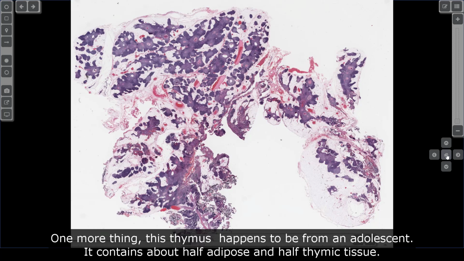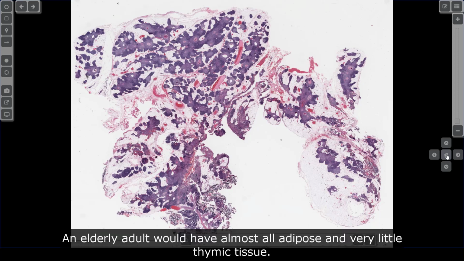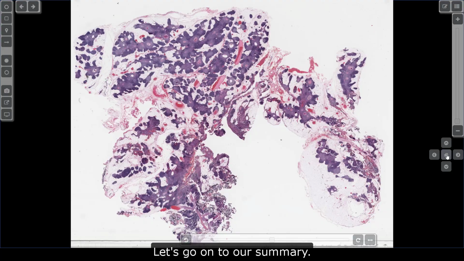One more thing. This thymus happens to be from an adolescent. It contains about half adipose and half thymic tissue. An infant or small child would have almost all thymic tissue. An elderly adult would have almost all adipose and very little thymic tissue. Let's go on to our summary.